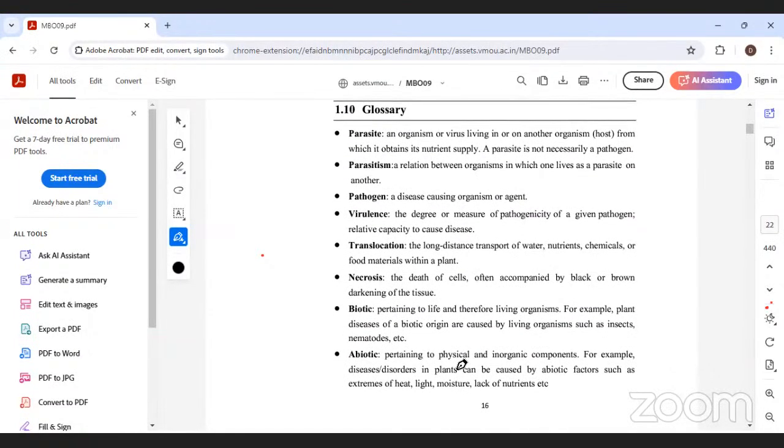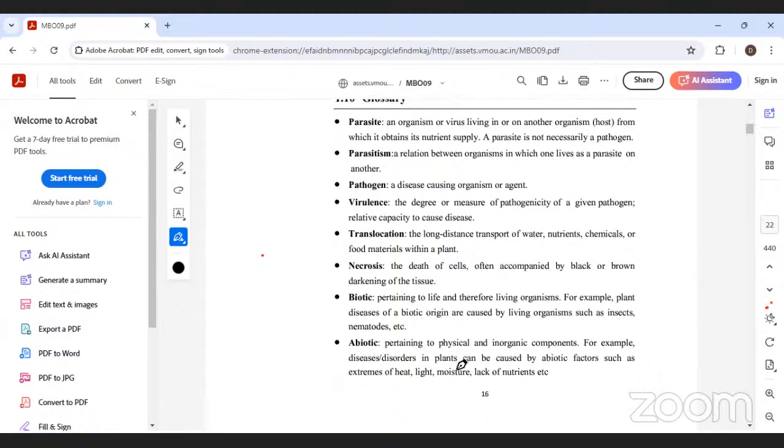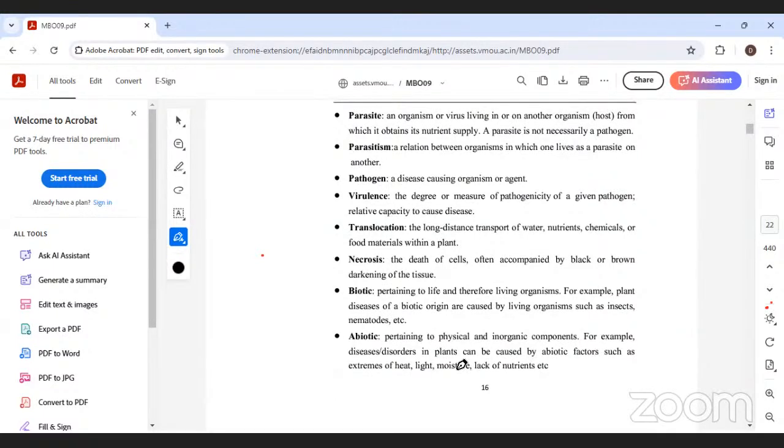What is a parasite? An organism, or virus, living in or on another organism is a parasite. Parasitism is a relation between organisms in which one lives as a parasite on another. Pathogen is a disease-causing organism or agent. Virulence is the degree or measure of pathogenicity of a given pathogen, its relative capacity to cause the disease.